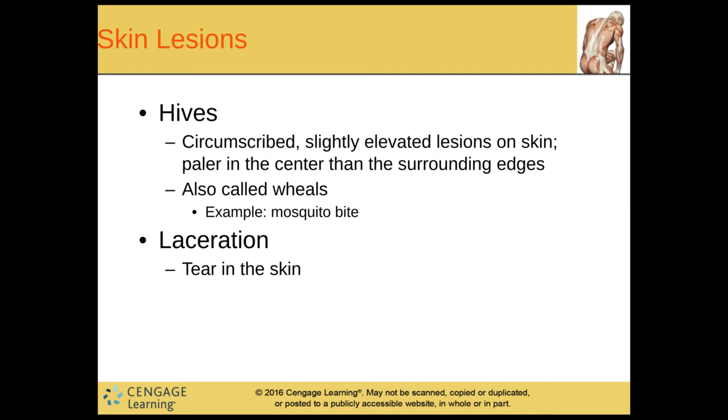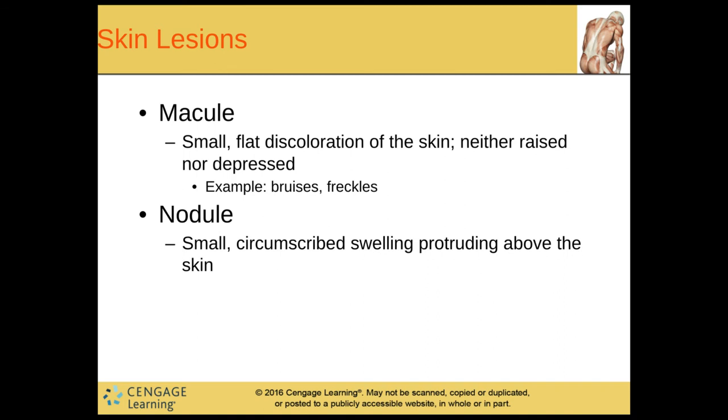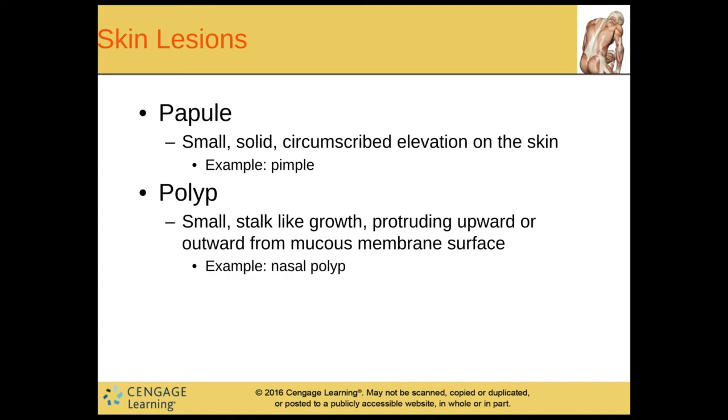A laceration is a tear in the skin. That's something that might need sutures, right? Macule, this is a small, flat discoloration of the skin. It's neither raised nor depressed. These are things like bruises and freckles, things like that. And then a nodule would be a small, circumscribed swelling protruding above the skin. Okay. A papule would be a small, solid, circumscribed elevation in the skin. An example of that would be a pimple.